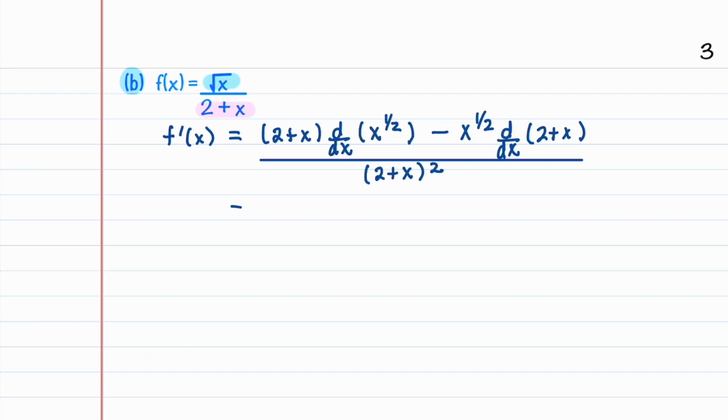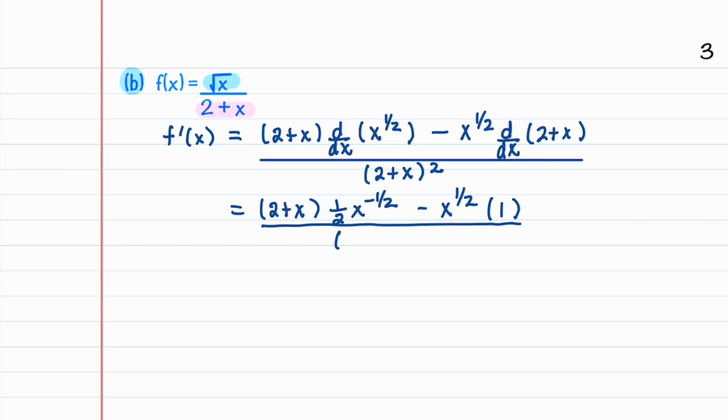Now let's go ahead and take some derivatives. We have 2 plus x. The derivative of x to the 1/2 is 1/2 x to the minus 1/2. And then we subtract off x to the 1/2, and the derivative of 2 plus x is actually just 1. And then all of this is still divided by 2 plus x quantity squared.